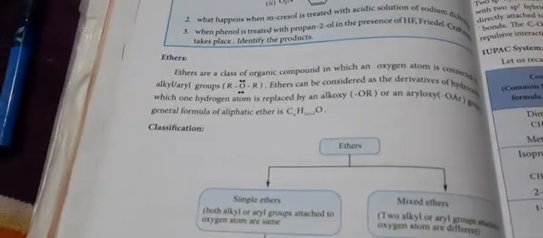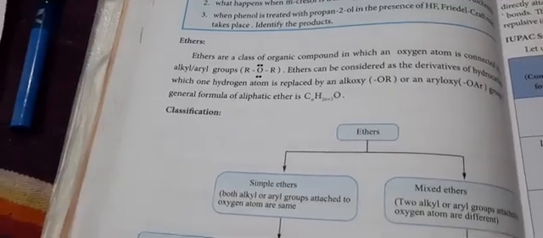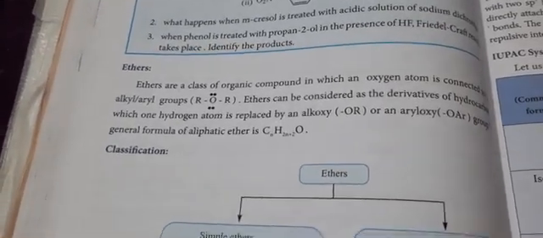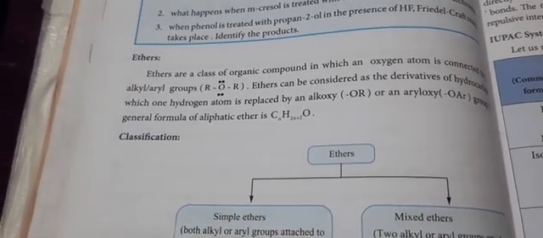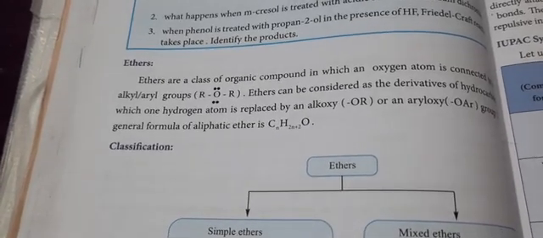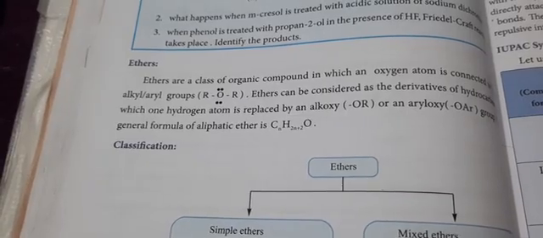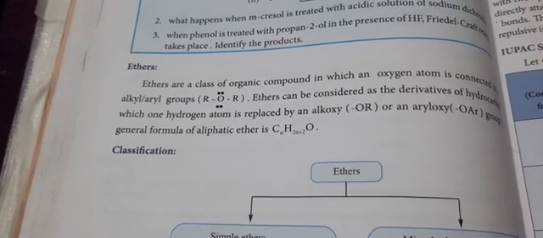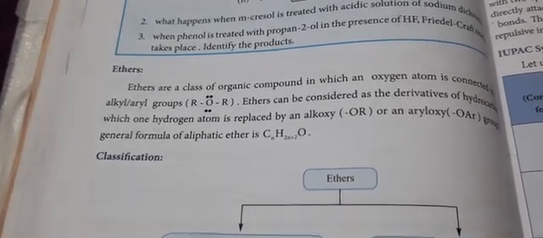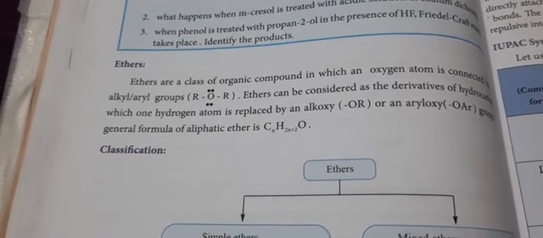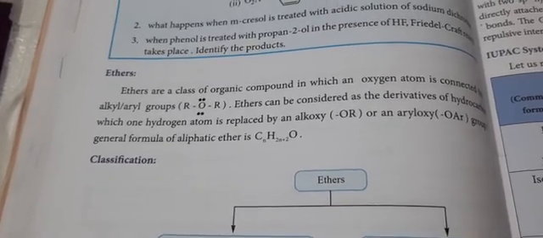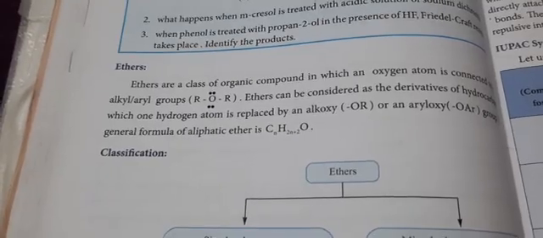So in this paragraph, three points are given. First point, ether means oxygen is linked with two alkyl groups or aryl groups. Second point, ether can be considered as a derivative of hydrocarbon. That means in a hydrocarbon, one hydrogen is replaced by alkoxy or aryloxy, and you will get ether. That is the second point.